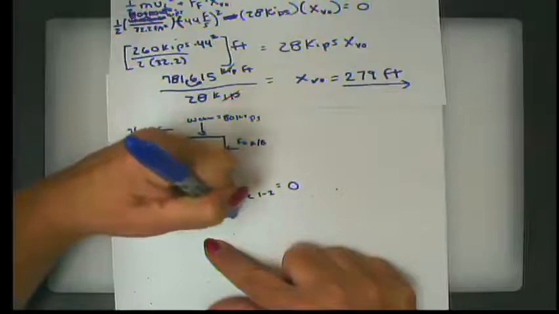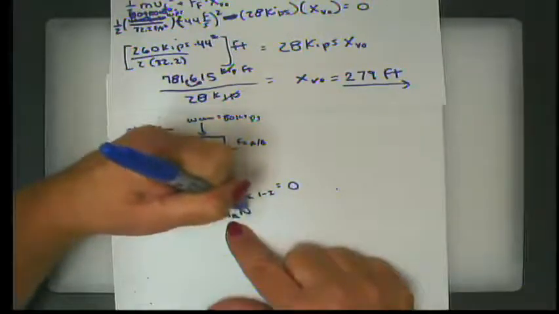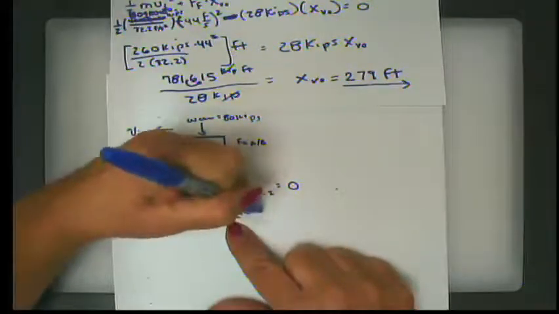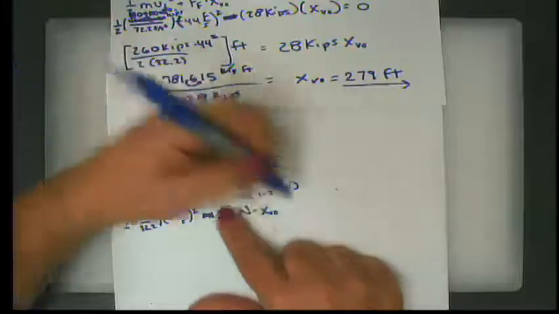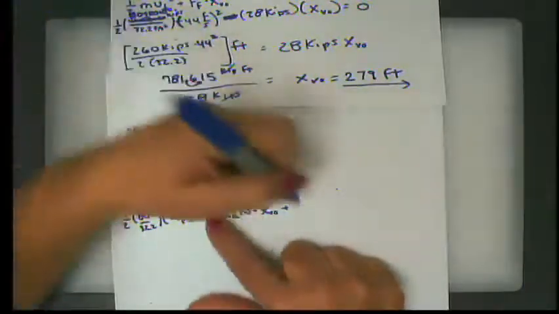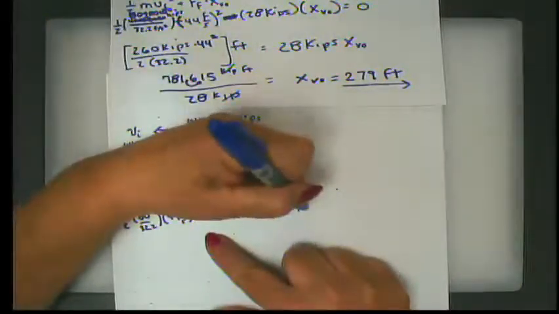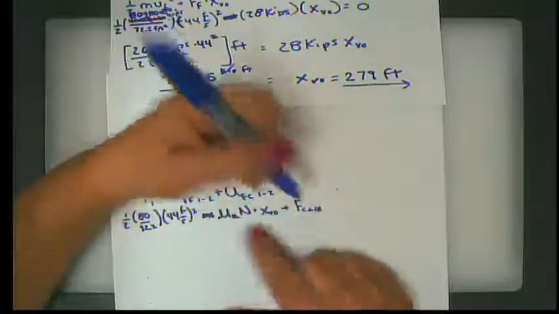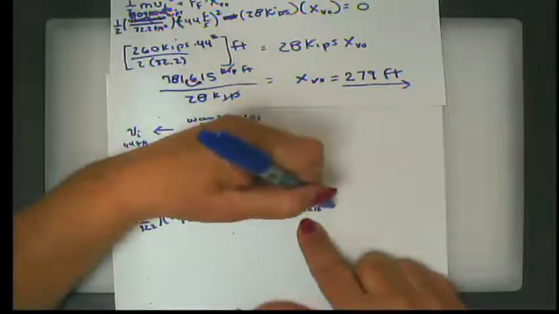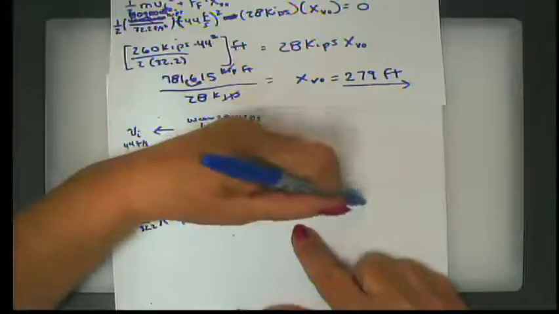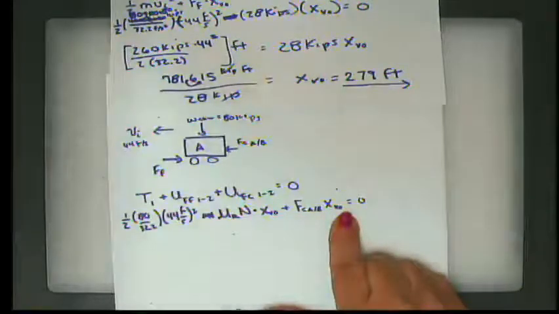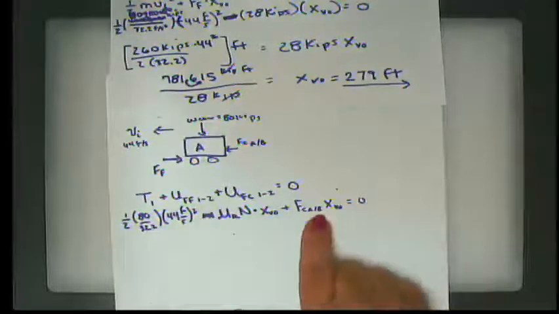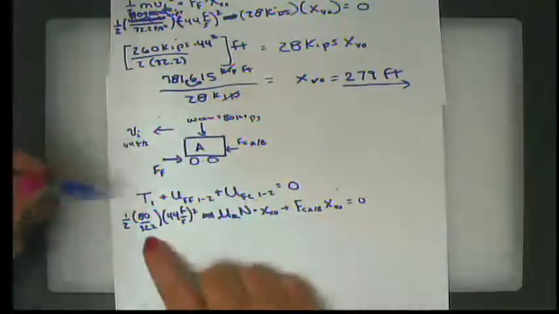mu k times n times the distance that it's going to be required to stop, plus the force in the coupling between A and B times that same distance is equal to 0. All right, now if I keep everything in kips, I should be fine.